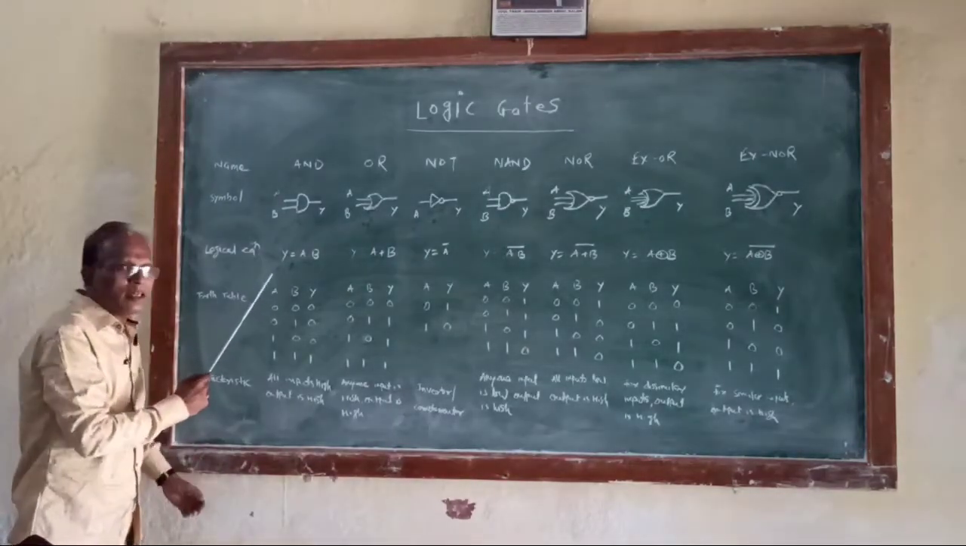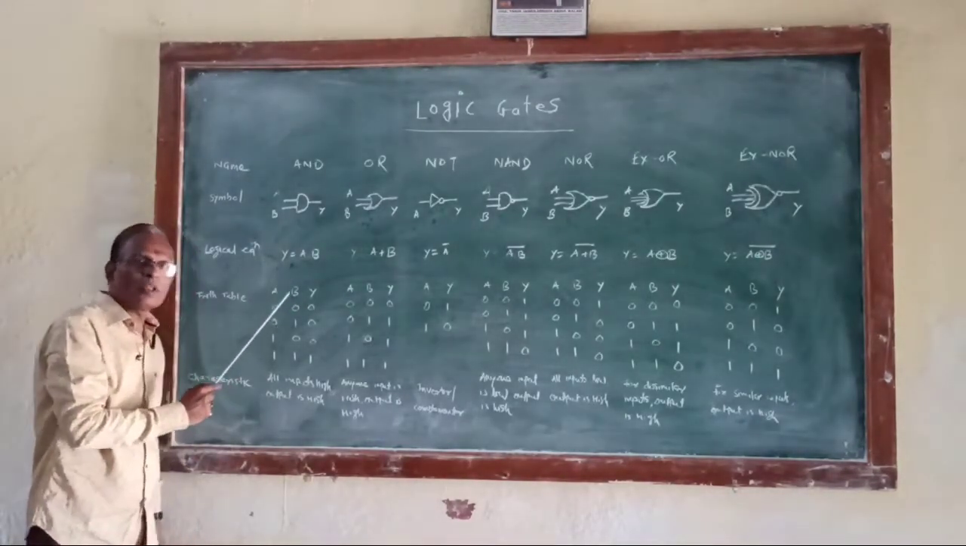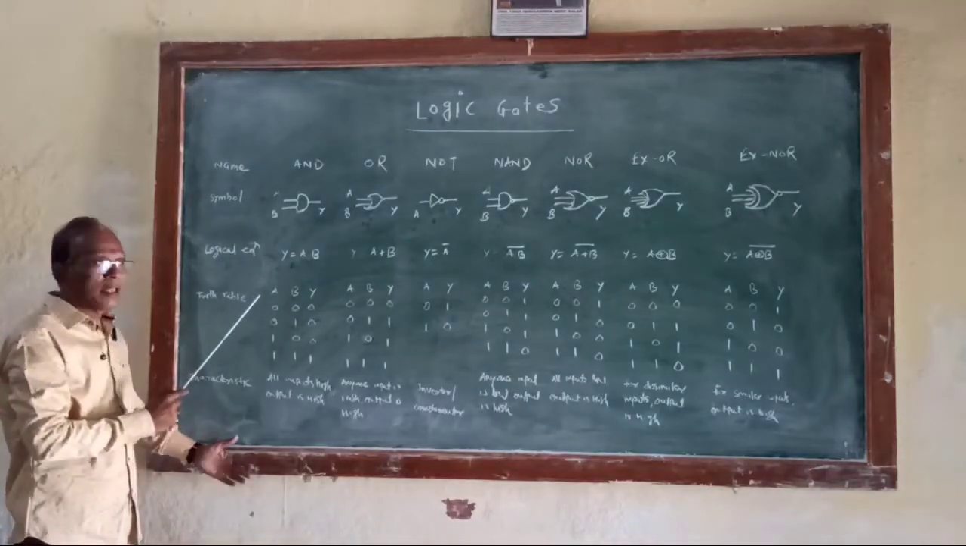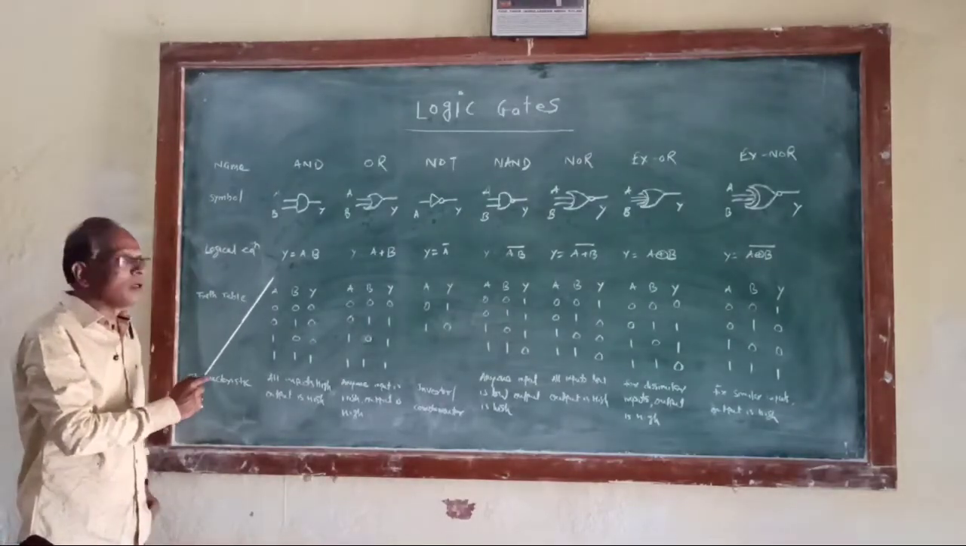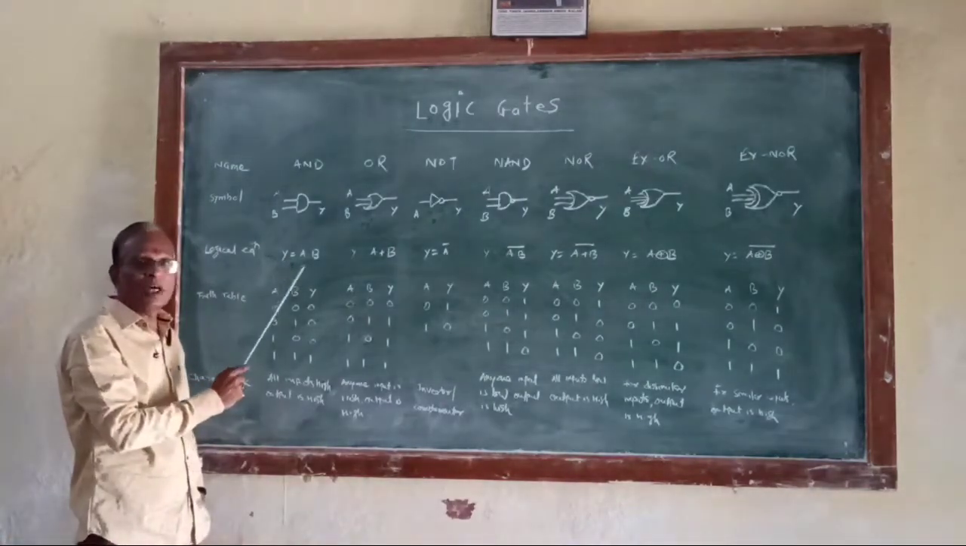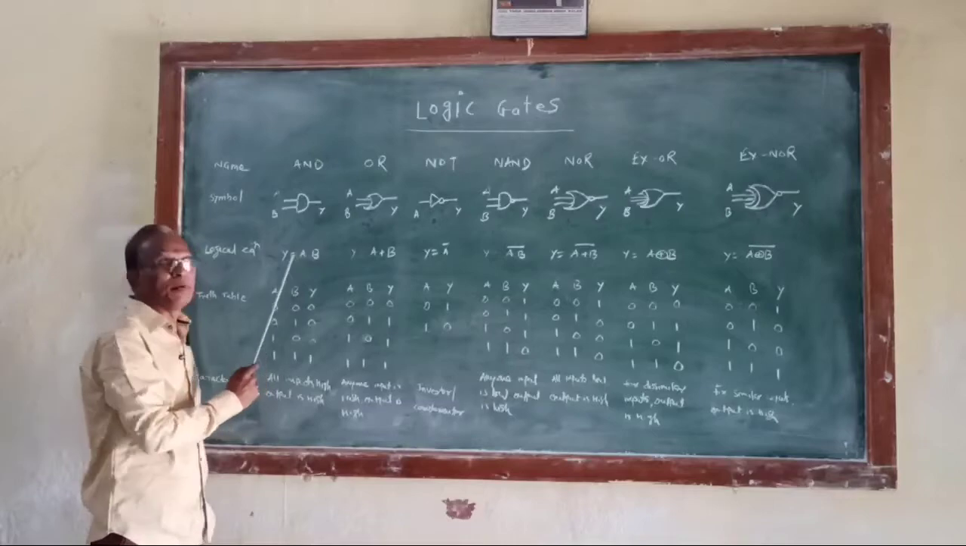Whether there are 2 inputs or more than 2 inputs, it may be 10 inputs, 100 inputs, whatever it is, there is no change in the result of the output. So Y is equal to A dot B.